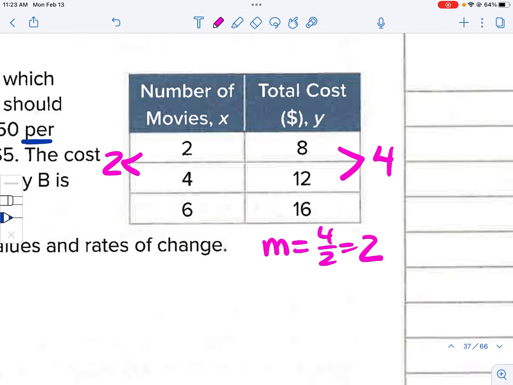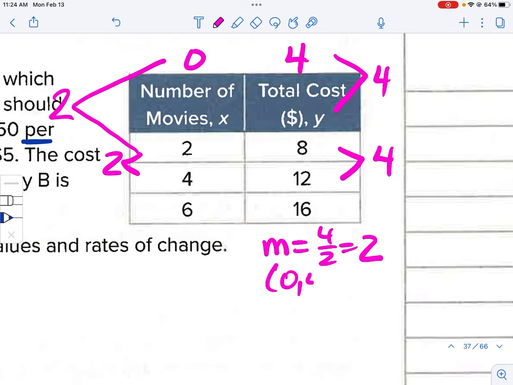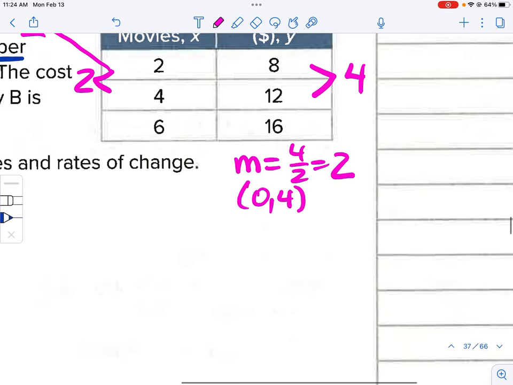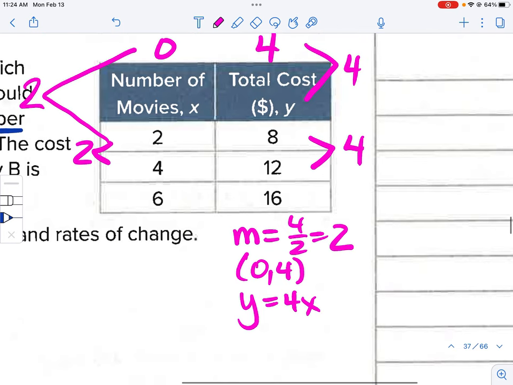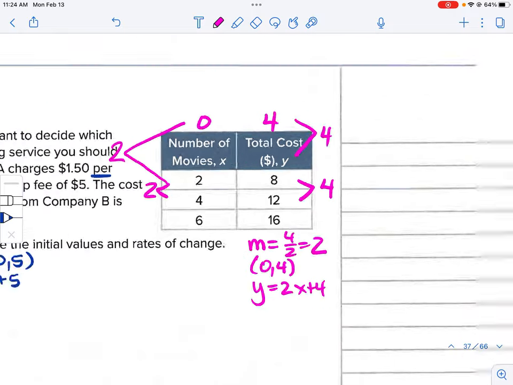Okay, finding the y-intercept for this one is actually pretty easy. If I'm going up by 2's, what plus 2 is going to get me 2? 0 plus 2 is going to get me 2. So what plus 4 is going to get me 8? 4. So my y-intercept is 4. So my equation for this one is y equals 4x. Nope, not 4x. Sorry about that. I was looking at the wrong thing. It is 2x plus 4. Okay, awesome.